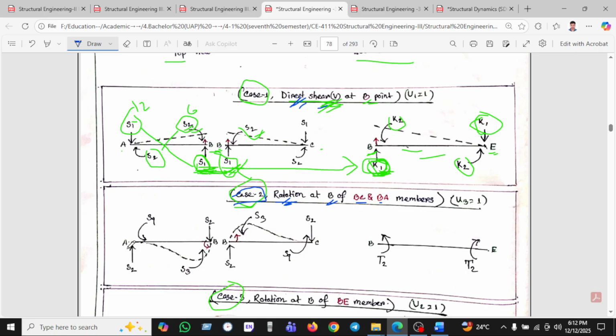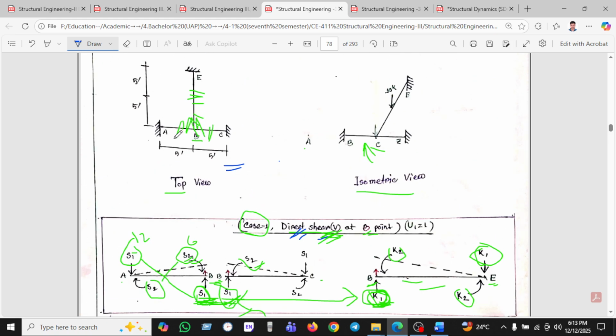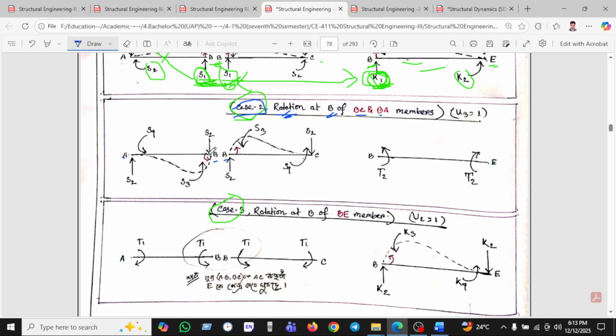So BC and BA, we can see BA and BC. These are the members. So BA and BC, if we take the rotation, it is here.